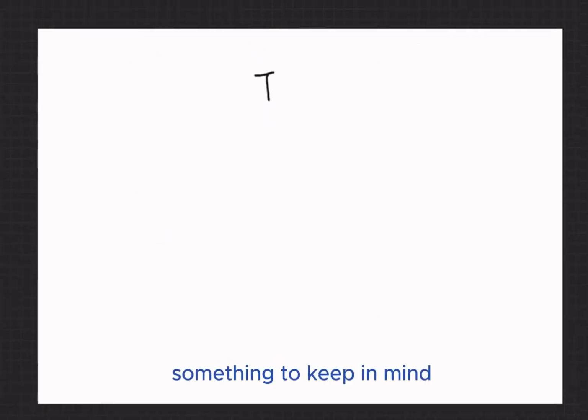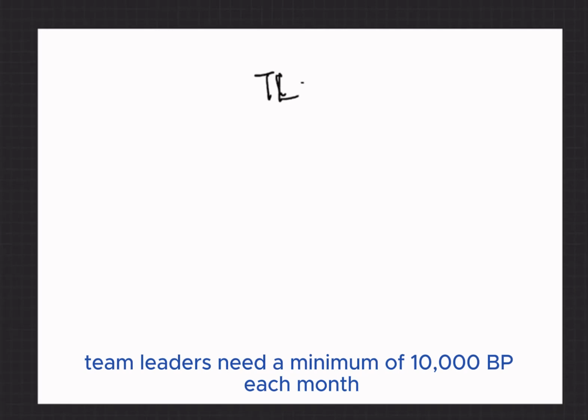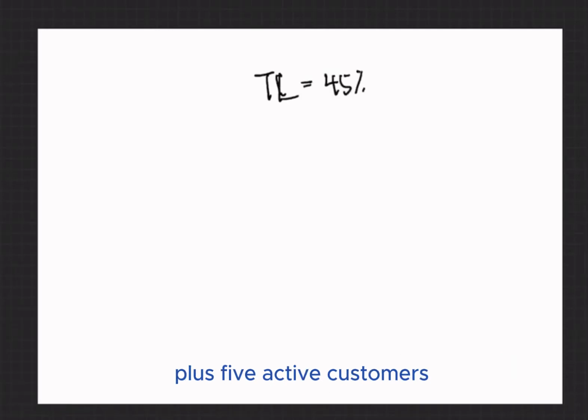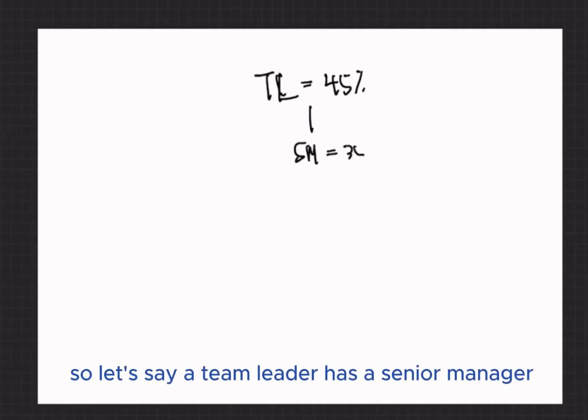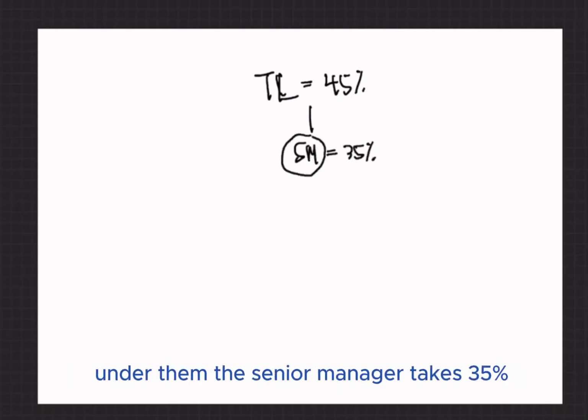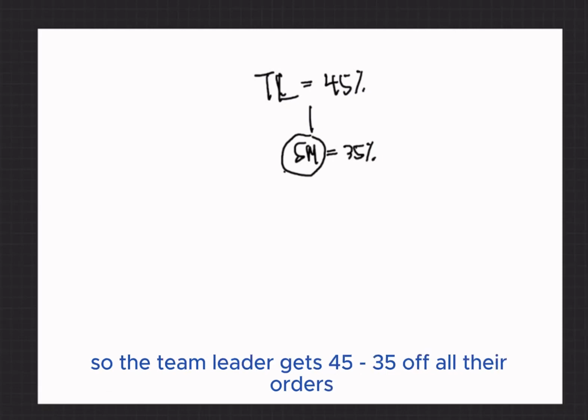Something to keep in mind, team leaders need a minimum of 10,000 BP each month, plus 5 active customers. So let's say a team leader has a senior manager under them. The senior manager takes 35%. So the team leader gets 45 minus 35 off all their orders.